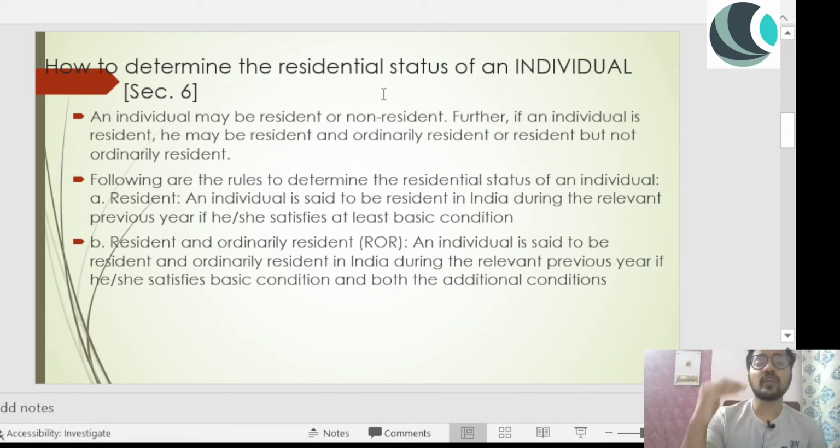So, firstly, you can become a resident if you satisfy any of the basic conditions. There are two basic conditions, and you have to make sure that you satisfy any of them. Once you satisfy the basic condition, you become the resident. Now we have to see whether you are ordinarily resident or non-ordinarily resident, because you have cleared the criteria of being a resident. So there are additional conditions given. If you meet those additional conditions, you will be categorized as ordinarily resident. And if you don't meet any of the additional conditions, you will be categorized as non-ordinarily resident.